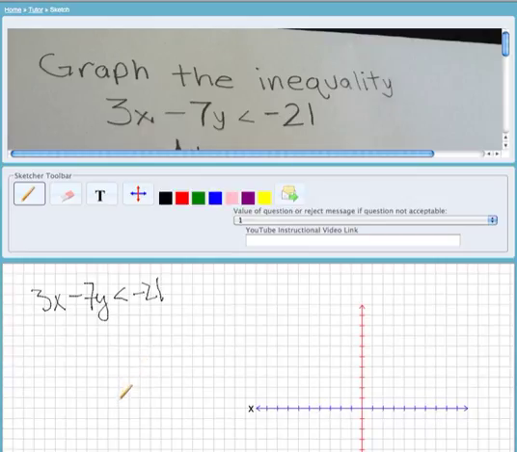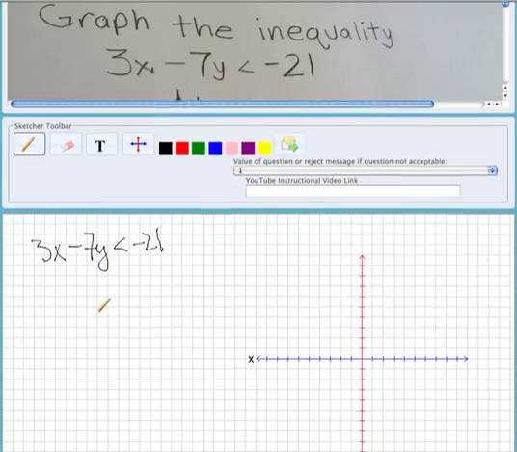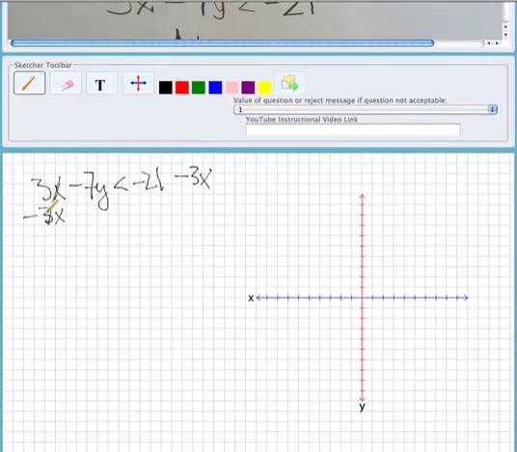But this is just going to be graphing a line. So we need to get it into slope-intercept form to make it easy to graph. So we're going to solve for y. So the first thing we want to do is subtract 3x from both sides. Alright? So this goes to this.